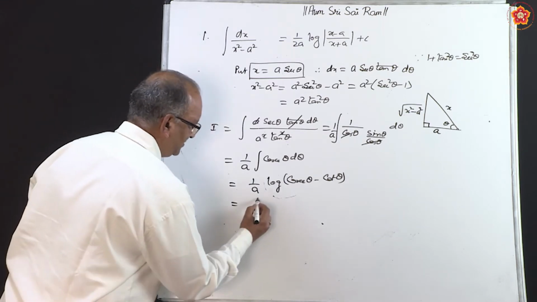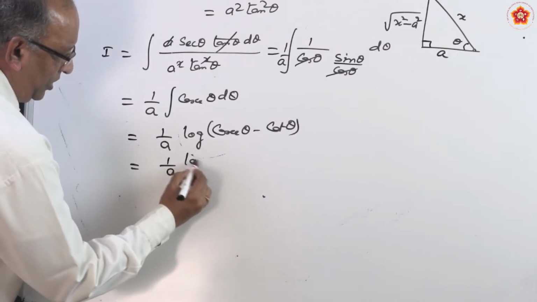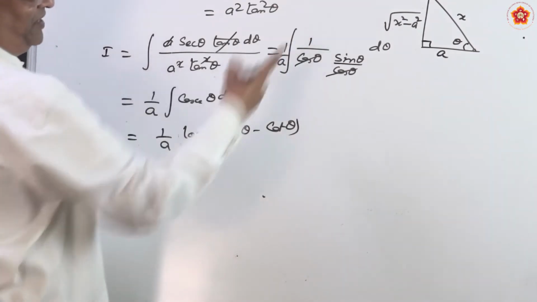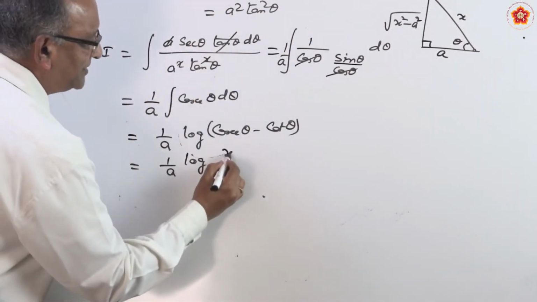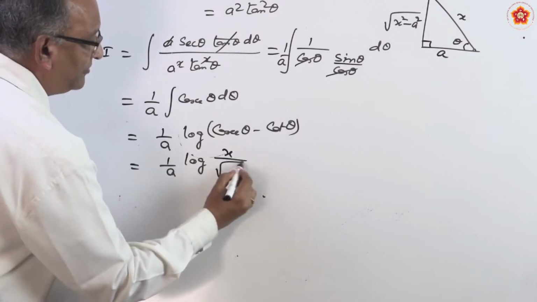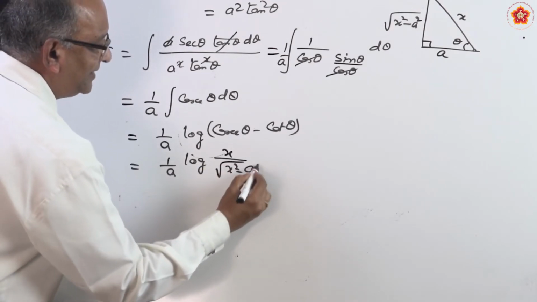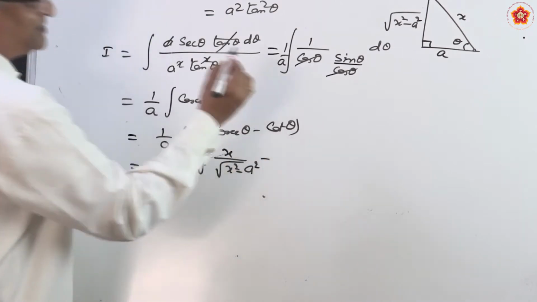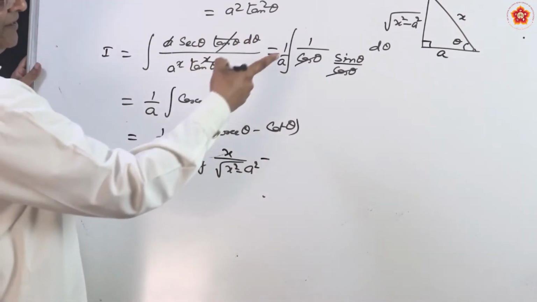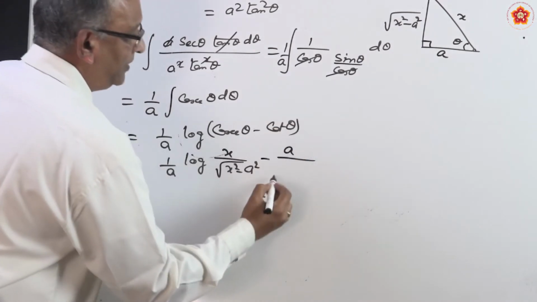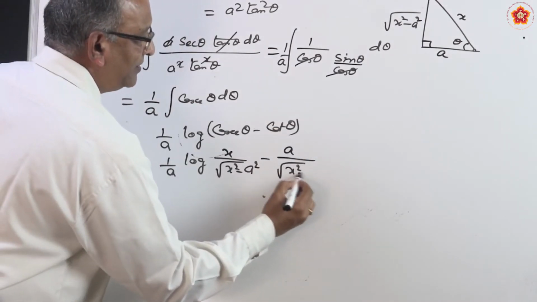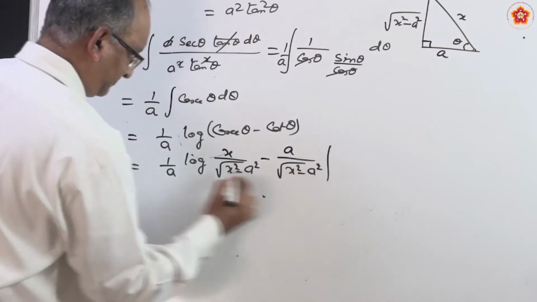So, please write 1 upon a log. What is cosec theta from the diagram? It is hypotenuse by perpendicular. So, it is x upon under root of x square minus a square minus cot theta. What is cot theta? Base by perpendicular, that is a upon under root of x square minus a square.